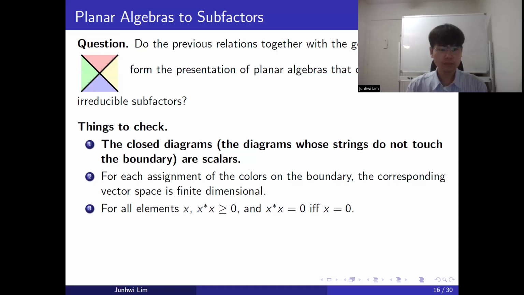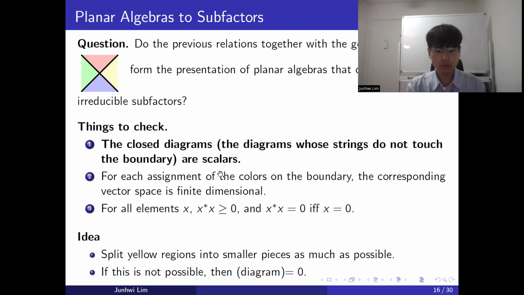I would like to explain the proof of these 3 conditions. And I'll start with the evaluation algorithm. So the idea is to split the yellow regions into smaller pieces as much as possible. When all yellow regions become bigons, there's an easy way to remove them. And if there is no yellow region in the diagram, we can easily reduce to a scalar. And if we cannot split the yellow regions, then we can show that the diagram is equal to 0.